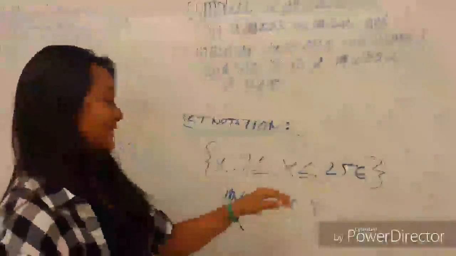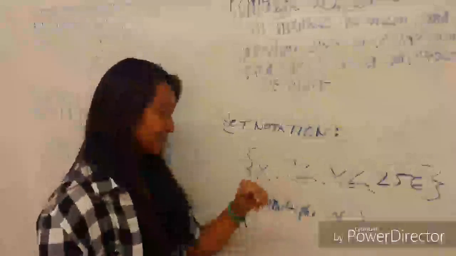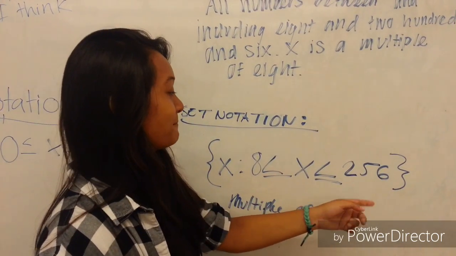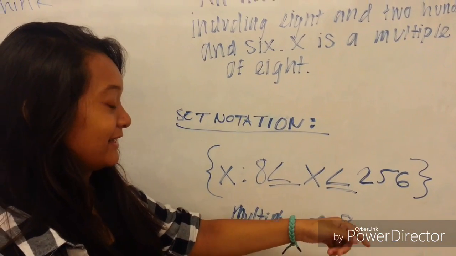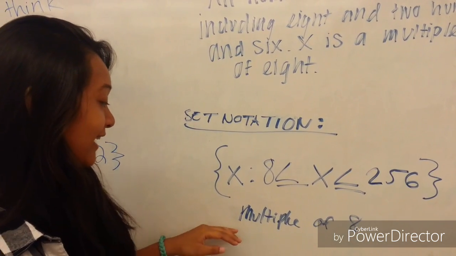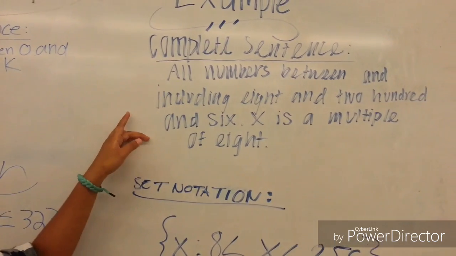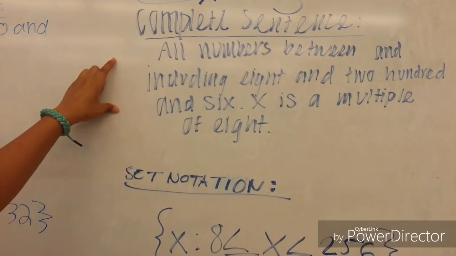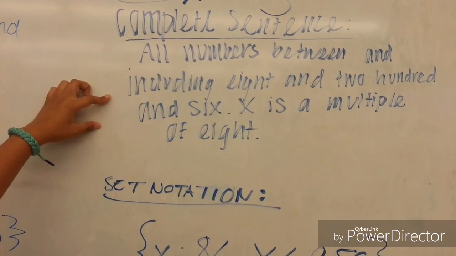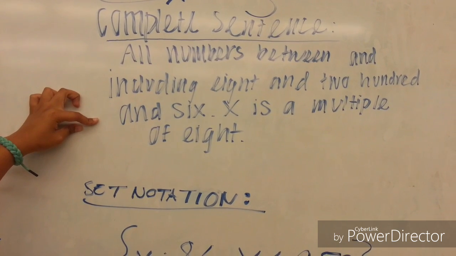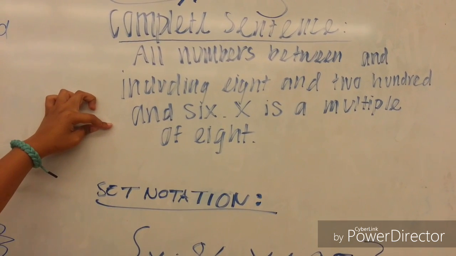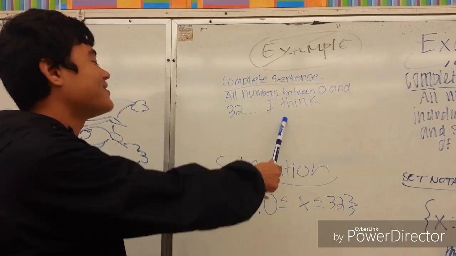For example, this is a set notation because 8 is the minimum amount of paint you can get, and 256 is the maximum, and the x is a multiple of 8. The way you write this in a complete sentence is all numbers between and including 8 and 256, and x must be a multiple of 8.